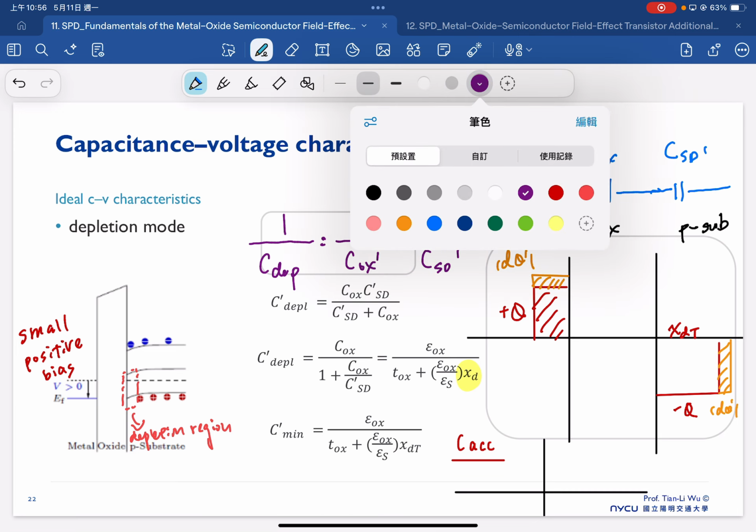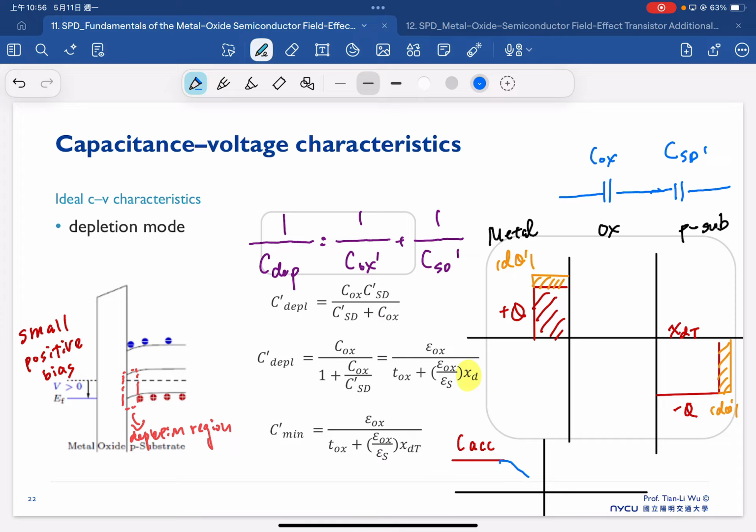Like this one. Because our depletion width in the substrate is expanding, but this will expand to the one point that the depletion width will reach the maxima. And once the depletion width reaches the maxima, which will be the case of the minima, right?